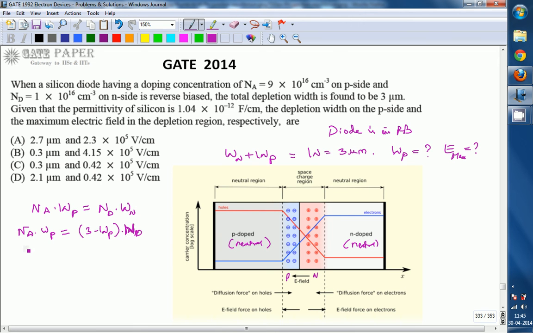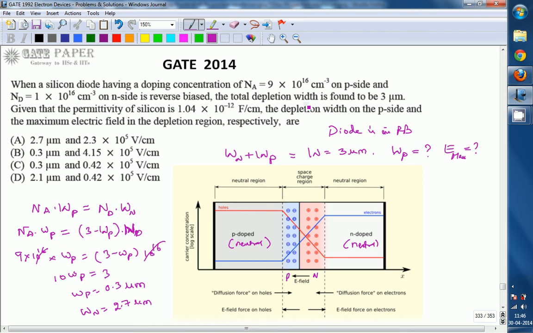Na is 9 into 10 power 16, so 9 into 10 power 16 into Wp is equal to (3 minus Wp) into 10 power 16. The 10 power 16 terms cancel. 9 Wp, and when this minus Wp comes over, it becomes 10 Wp is equal to 3. So Wp is equal to 0.3 micrometers. Similarly Wn is 3 minus 0.3, which is 2.7 micrometers. So this is the first answer: the depletion width on P side is Wp, which is 0.3 micrometers.